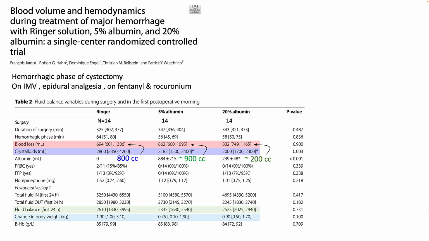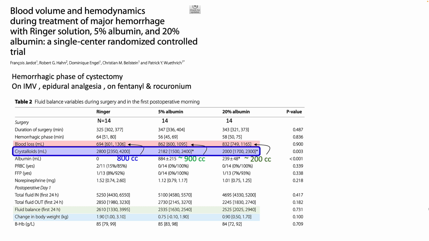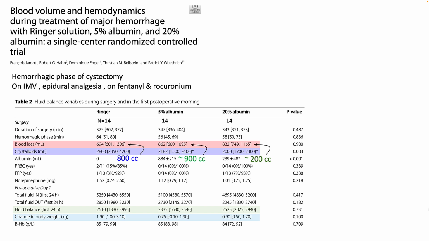This was one of the interesting randomized control trials where they treated major hemorrhage with ringer lactate, 5% albumin, and 20% albumin. These patients were undergoing cystectomy and were under anesthesia. There were 14 patients in each group, and you can see that the blood loss was around 700 to 800 ml, and they gave 2.8 liters of crystalloid in the ringer lactate group and around 2 liters of crystalloid in the 5% and 20% albumin groups. So that would mean that they're comparing 800 cc's of ringer lactate with 900 cc's of 5% albumin and 200 cc's of 20%.